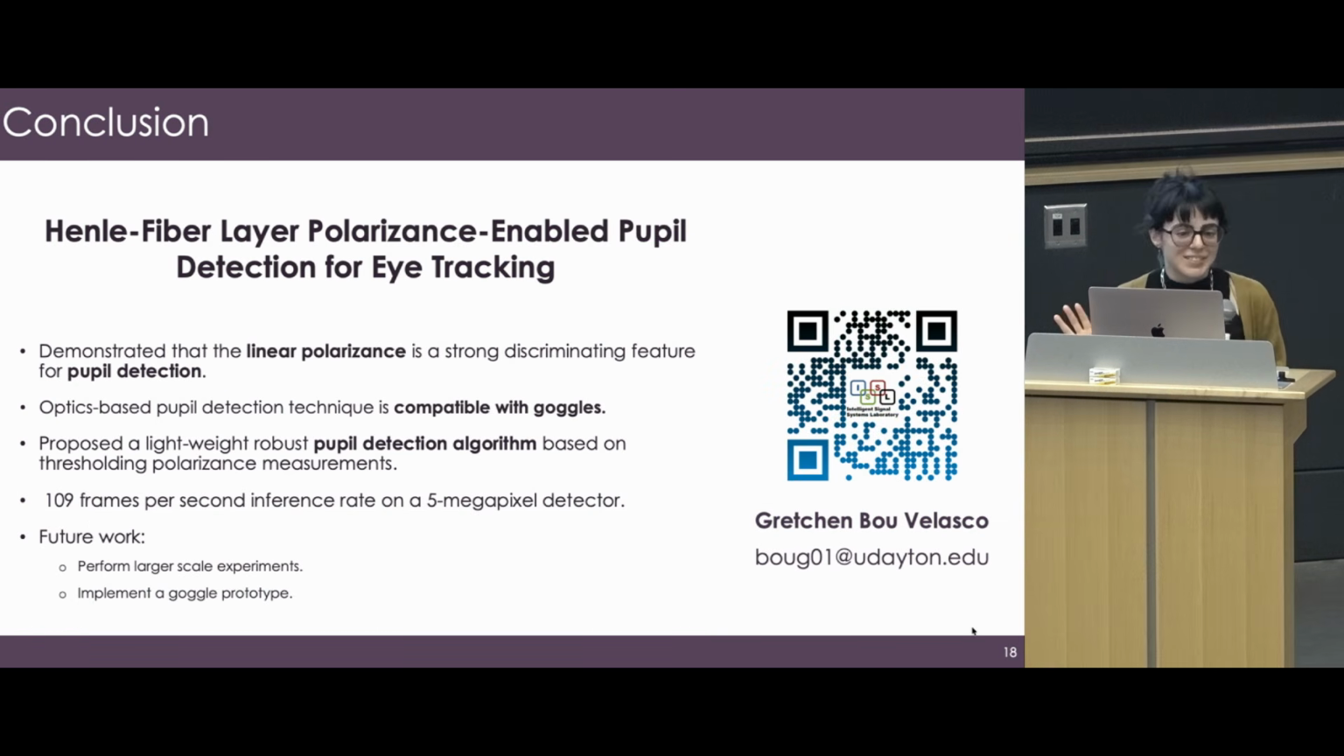So in conclusion, we demonstrated that linear polarizance is actually a really strong discriminating feature for pupil detection that's been a bit overlooked. And we developed an optics-based pupil detection technique that's compatible with goggles and near-eye operation. And we proposed a lightweight, robust pupil detection algorithm just based on thresholding the polarizance measurements. And we were able to operate at 109 frames per second inference rate with a 5 megapixel detector. And most of our future work will focus on doing larger scale experiments and then scaling down our design to work in a goggle prototype. And that's it. Do you have any questions?